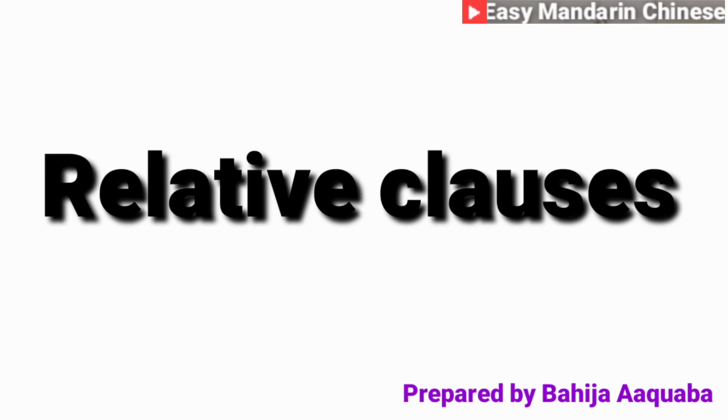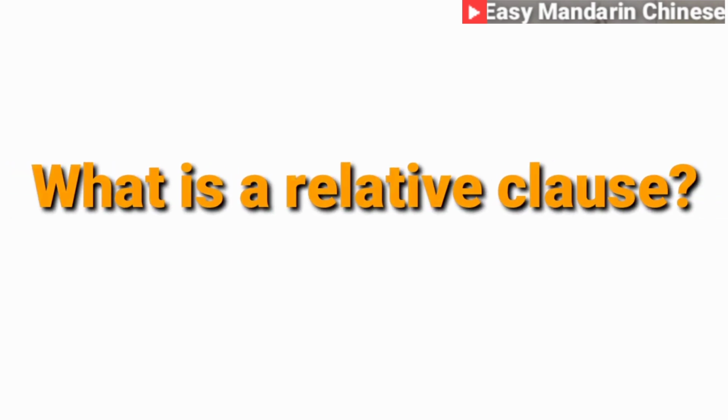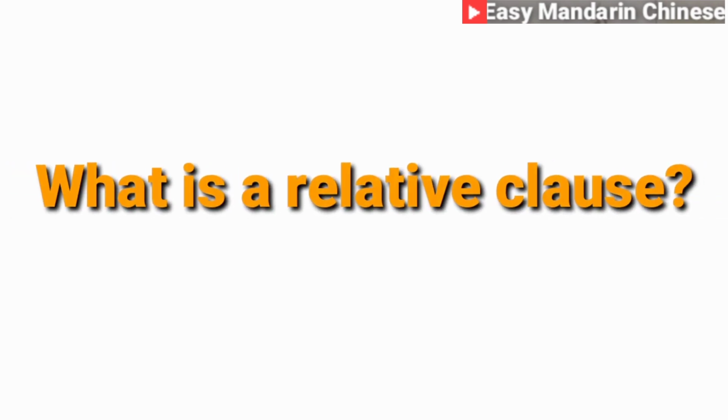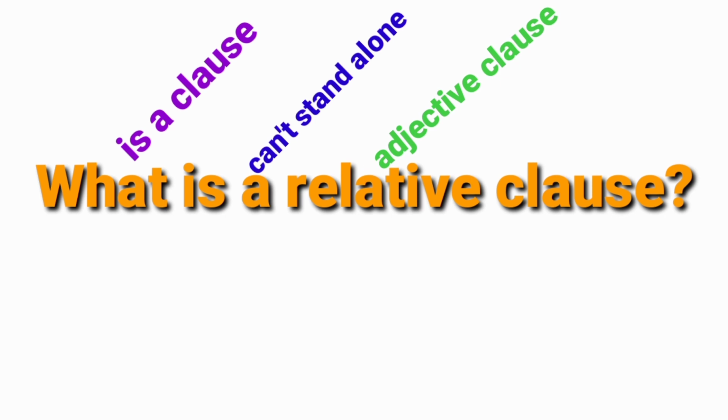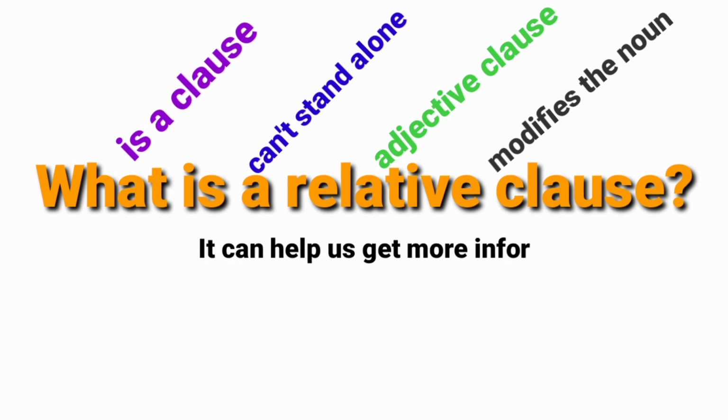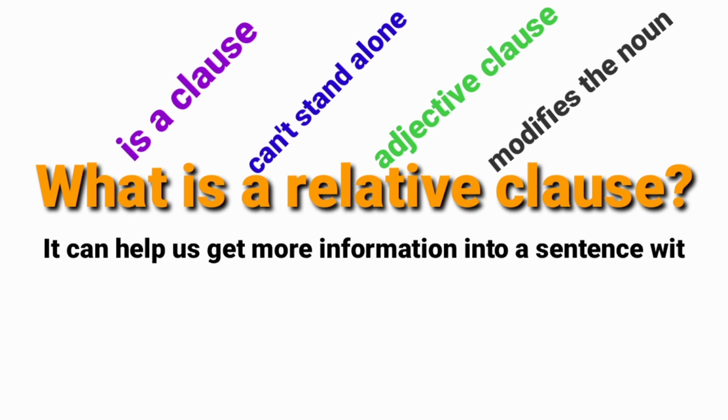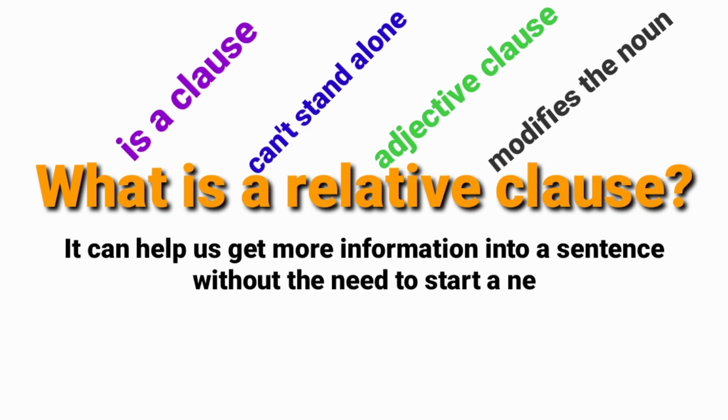In this video, we're going to talk about relative clauses. So, what is a relative clause? It's true that a relative clause is a clause that has a subject and verb, but it certainly can't stand alone as a sentence. It's sometimes called an adjective clause because it functions as an adjective. It modifies the noun by giving more information about it. A relative clause can help us get more information into a sentence without the need to start a new one.